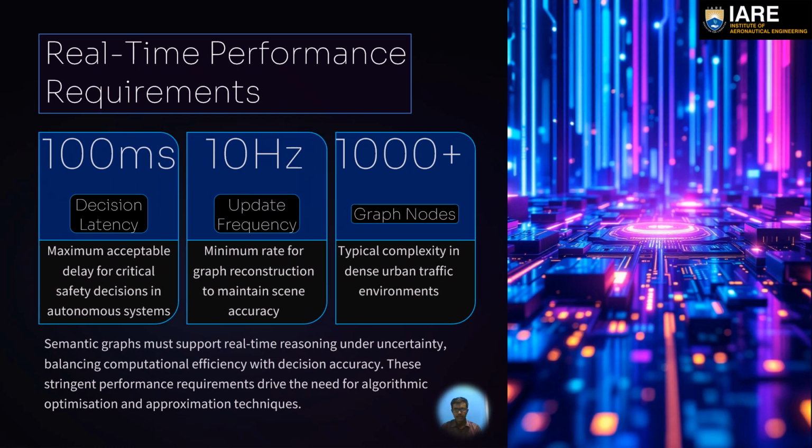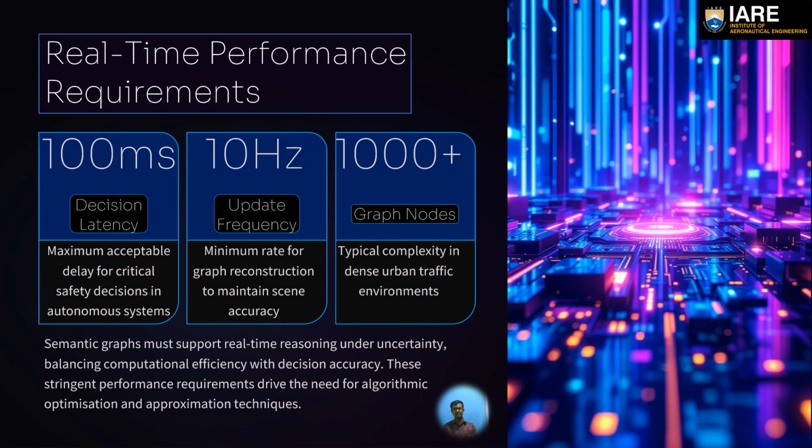Now let's discuss the real-time performance requirements. Here we have three requirements: 100 milliseconds of decision latency, the maximum acceptable delay for critical safety decisions in autonomous systems. And after that, 10 Hz of update frequency. It is the minimum rate for graph reconstruction to maintain scene accuracy.